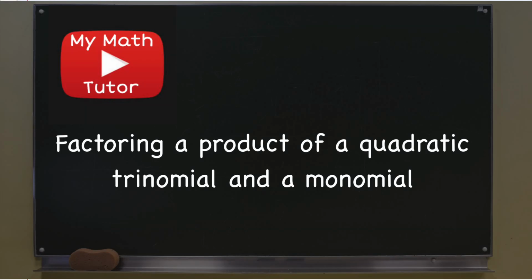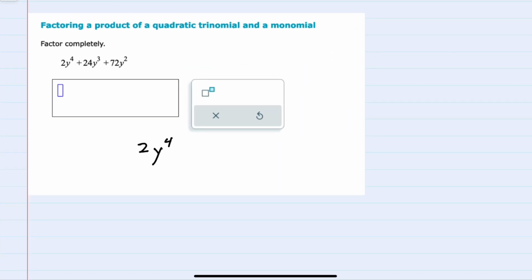In this video, I'll be helping you with the ALEKS problem type called factoring a product of a quadratic trinomial and a monomial. In this example, we're asked to factor completely 2y to the fourth plus 24y to the third plus 72y squared. For this problem type, we'll be able to factor out a monomial, which means that each of these three terms will have a common factor that we can then factor out as our first step.